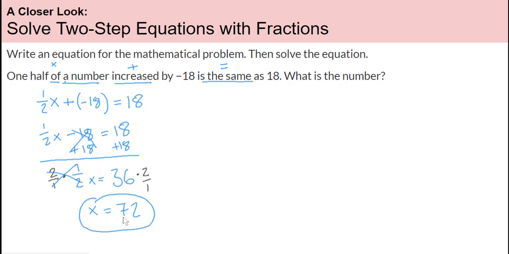Remember you can plug this in, 72, right here. 1/2 of 72, that's 36. 36 plus -18 will give me 18. So that is correct. Let's try one more.